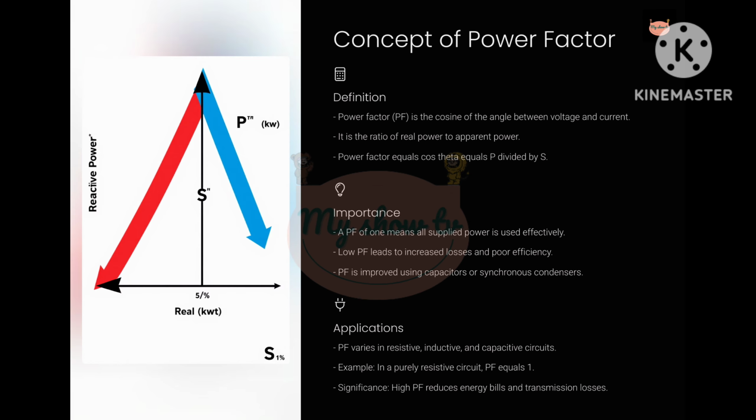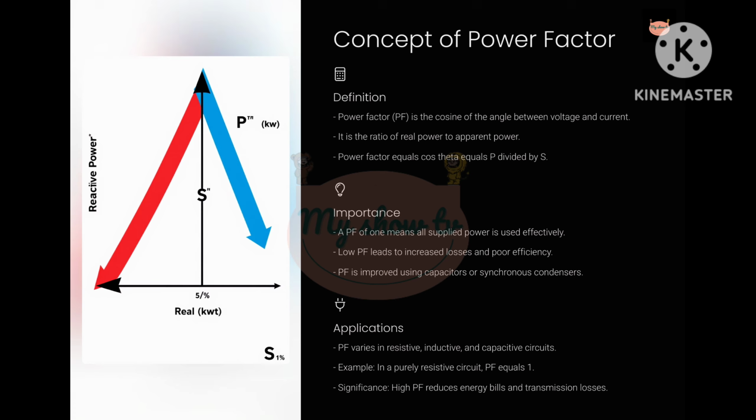Slide 2. Concept of power factor. Power factor is a very important concept in AC circuits. It tells us how efficiently electrical power is being used in a system. Technically, power factor is the cosine of the phase angle between the voltage and the current in a circuit. The formula is power factor equals real power divided by apparent power, or PF = P/S.